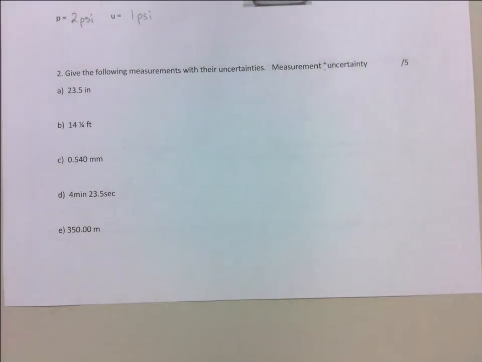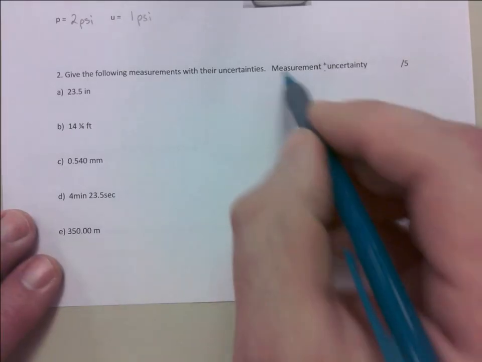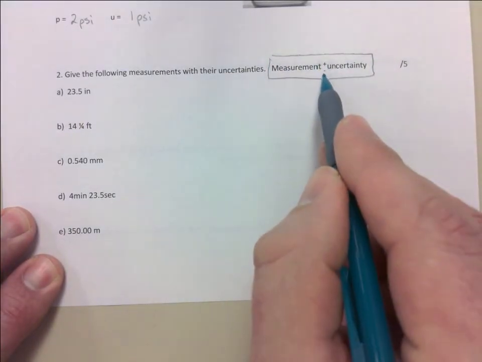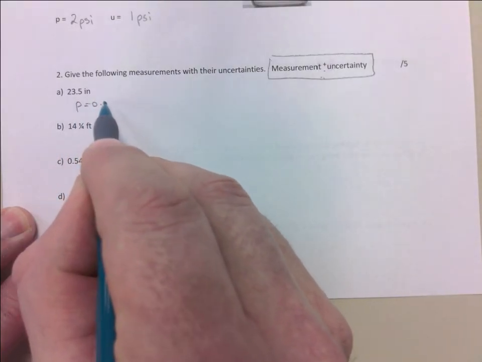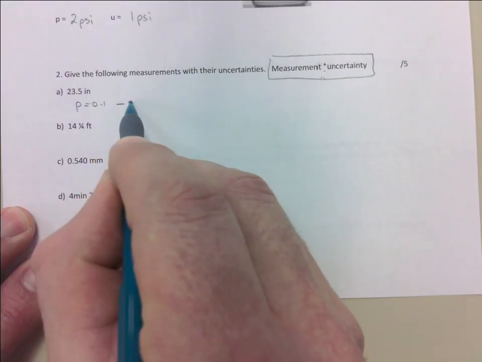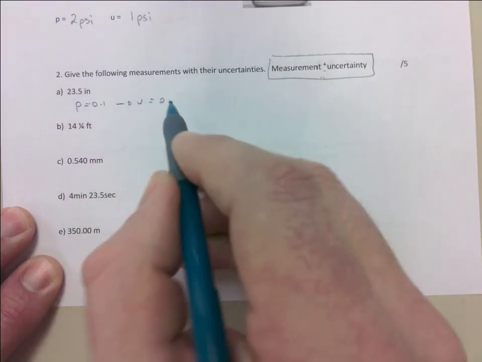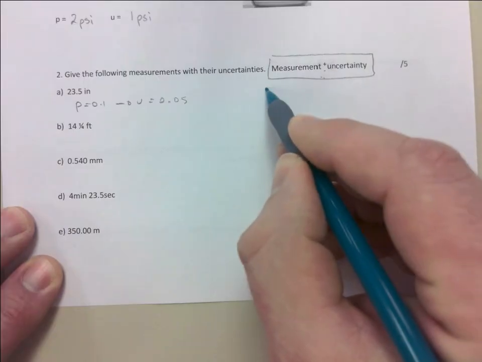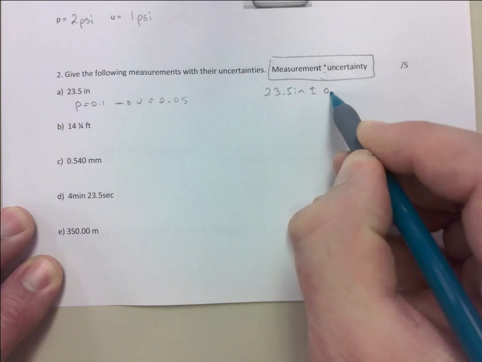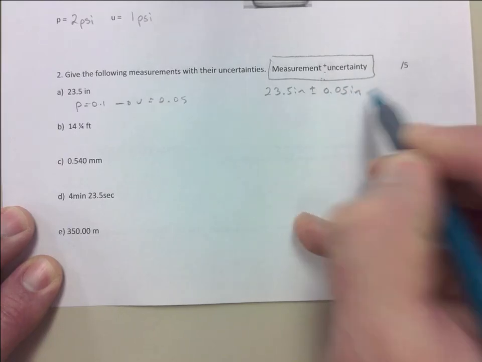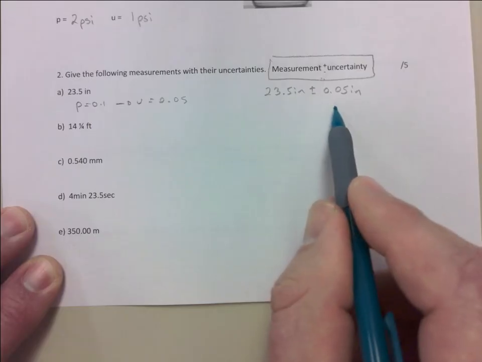Here, you got to kind of do a bit of extra work on the side because you want everything to look like that. So we have to figure out the precision, and therefore the uncertainty is 0.05, right? So we would write it 23.5 inches plus or minus 0.05 of an inch. That would be the correct answer.